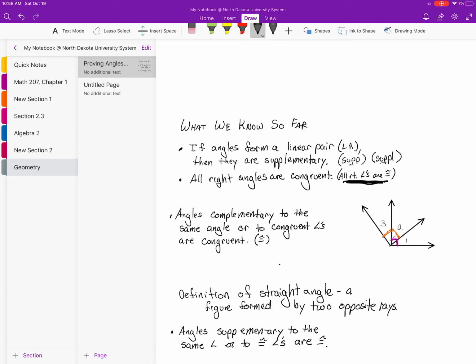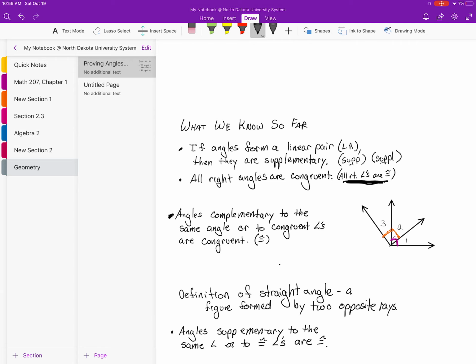All right angles are congruent. We haven't really used that so far. We've introduced it, but it's intuitive, right? All right angles by definition are 90 degrees, and therefore if they have the same measure, they are congruent.